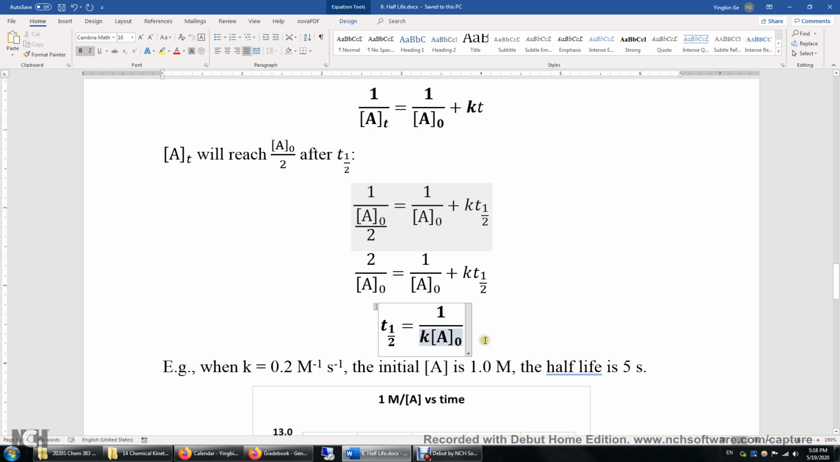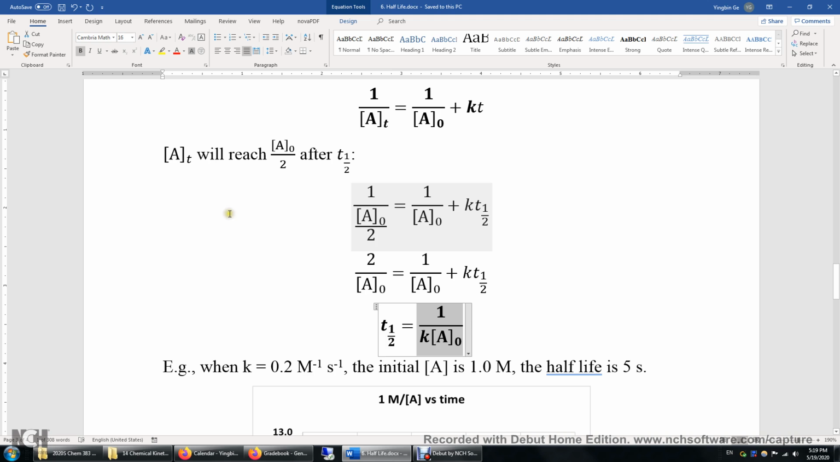Again, the half-life for this second order reaction is 1 over k times the initial concentration of A. In this case, the half-life does depend on the initial concentration. Again, for the 0th and second order chemical reactions, the half-life does depend on the initial concentration of A. However, for the first order chemical reaction, the half-life is simply ln2, the logarithm of 2 over k, which does not depend on the initial concentration of A naught.